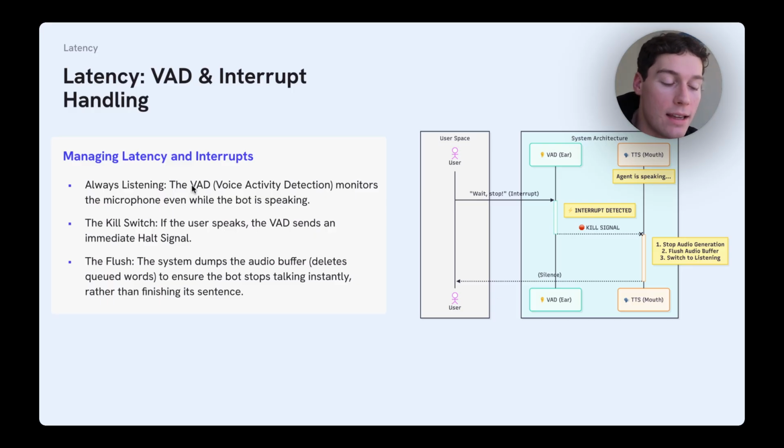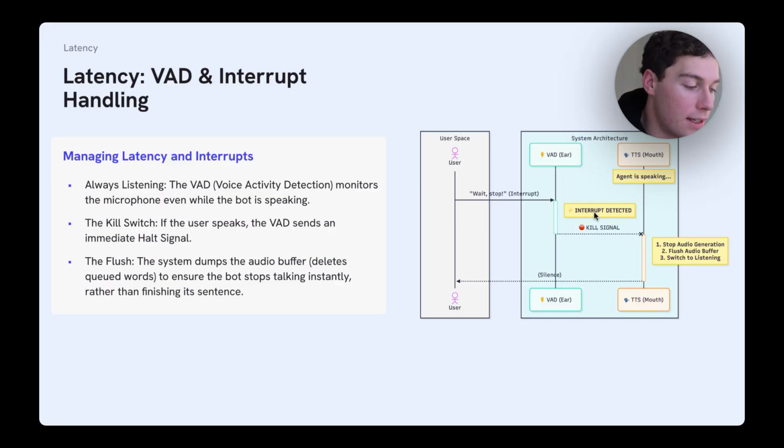We run a VAD, or voice activity detection, in parallel with the speaker. If you've done a lot of projects with LiveKit and Pipecat, you've probably seen this. It is what is used in those scenarios and pretty commonly when building voice AI agents. But what this does is, even while the bot is still generating audio, the ear is wide open. And you can see that right here. The moment the user speaks, the VAD fires an immediate hardware-level halt signal, which goes straight to the text-to-speech engine.